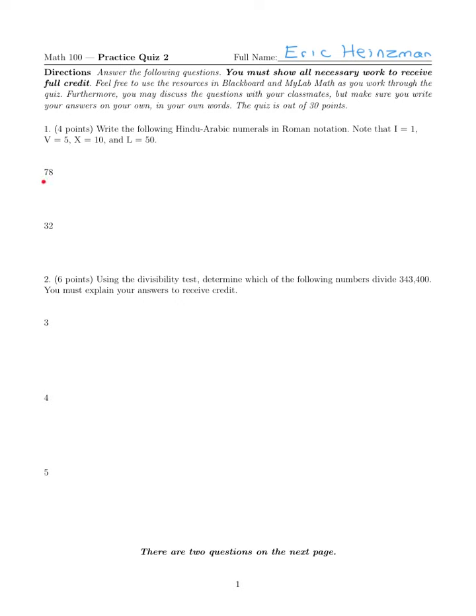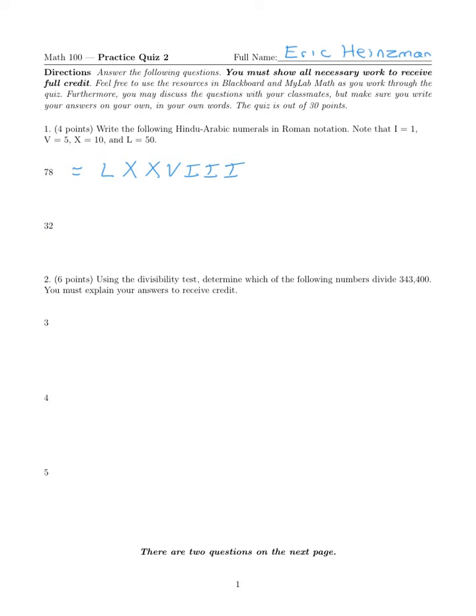So for this one here, well, first, if you want to get to 70, the fastest way to get there is 50 and then 2 more. So I can write this as L for 50, and then an X for 60, and another X for 70. To address 8, I can do 5 and then 3 more, so I'll put V, I. And this is 78.